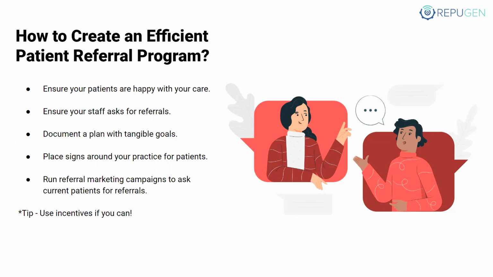Next, place signs around your practice for patients to see during their visits and give your staff clear directions for talking about referrals. You can also consider running campaigns, such as a series of emails, text messages, or phone calls to ask current patients for referrals. And lastly, as a special tip, try using incentives if you can. Things like gift cards and discounts can go a long way towards patients referring you to others. But some states have laws that prevent practices from offering incentives, so be sure to do your research. And if you are able to offer incentives, try them out.